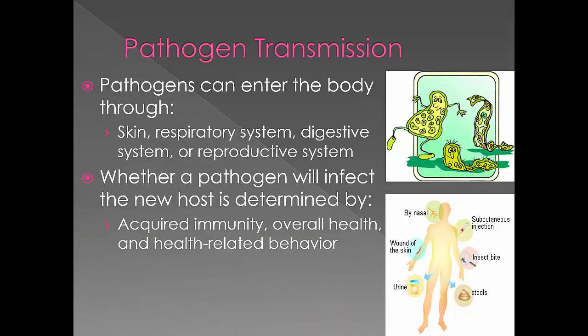Pathogen transmission. Pathogens can enter the body through the skin, the respiratory system, the digestive system, or even the reproductive system. Whether or not a pathogen will infect a new host is determined by the acquired immunity of the individual, the overall health of the individual, and the health-related behaviors of the individual.